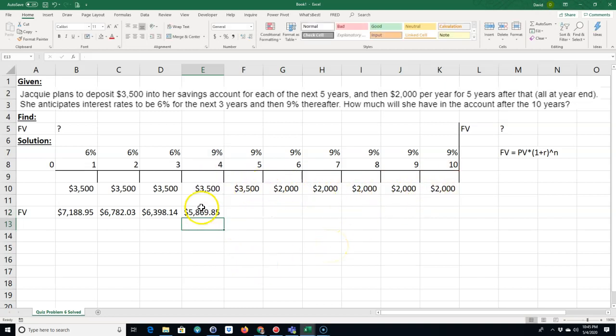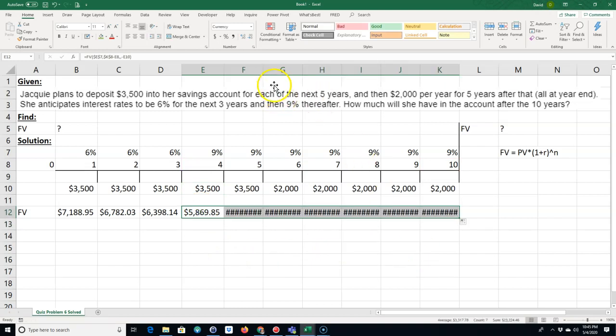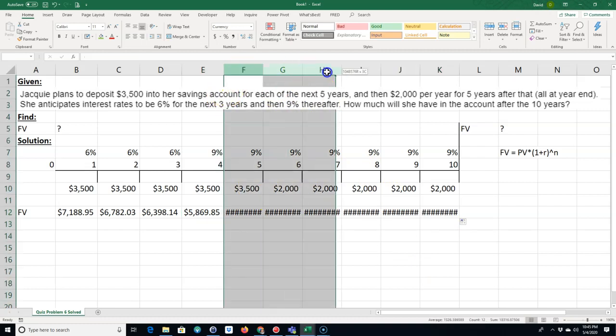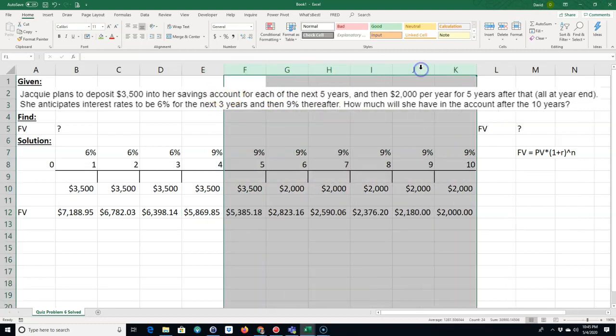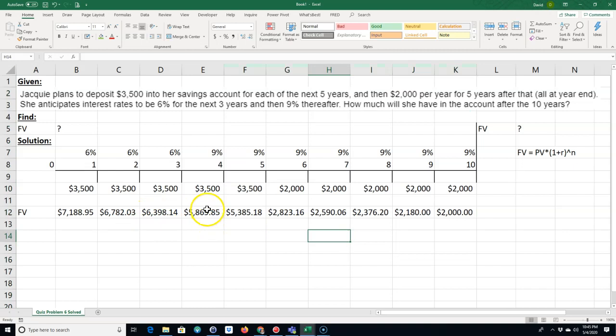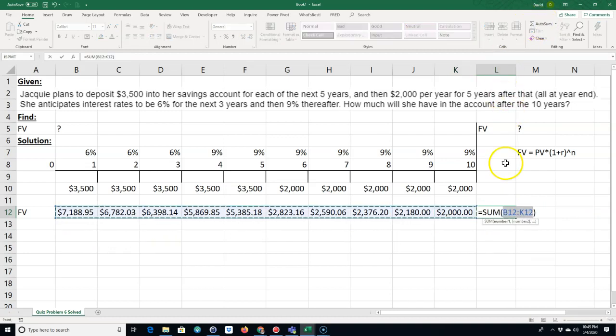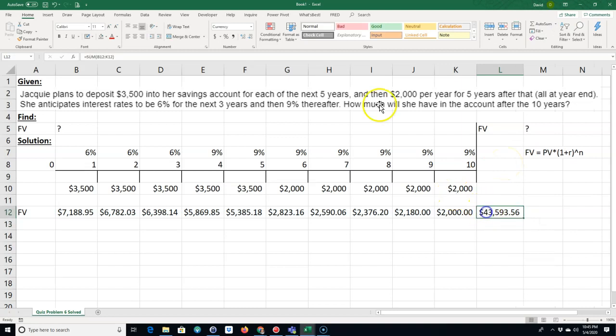So now if I copy this across, and then these dollar signs, that means I can just go across here and double click to auto fit. And these are all the cash flows for each year. So now all I have to do is sum those. So I'm going to go right here. I'm going to go auto sum. And that's the answer.